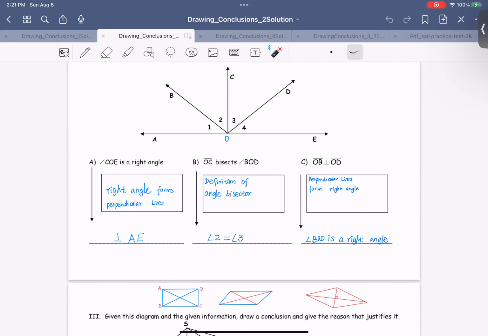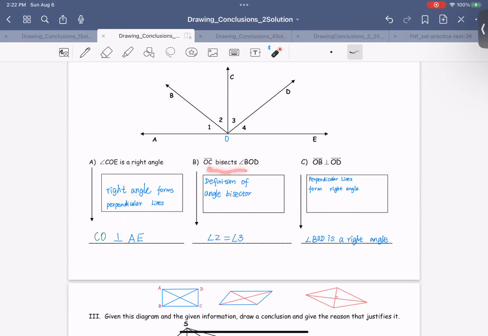So here, angle COE, this one is a right angle. When you have this right angle, you will see the line CO is perpendicular to CE. So you will see right angles from perpendicular lines. If you see this going that direction, you will see perpendicular lines form right angles.